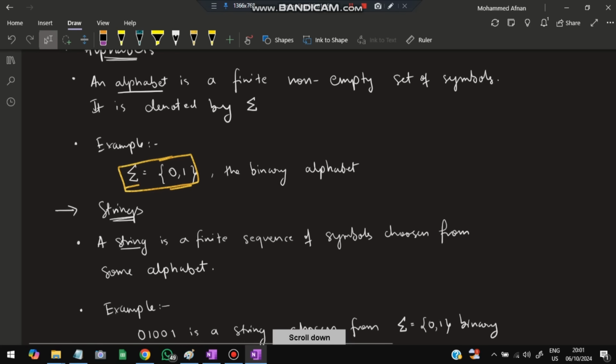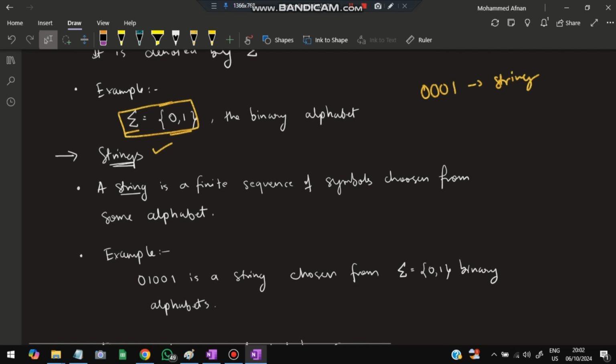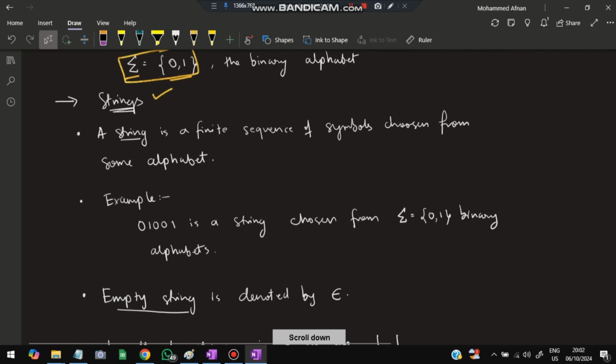Now next, what is strings? String is nothing but a finite sequence of symbols chosen from some alphabet. Suppose this is the alphabet. If I choose from here, suppose I choose 3 times 0 and 1 time 1, it will be 0001. This is our string. Got my point? So this is called a string. It is a finite sequence of symbols chosen from some alphabet. If I choose 01001, that is also a valid string from the alphabet {0, 1}.